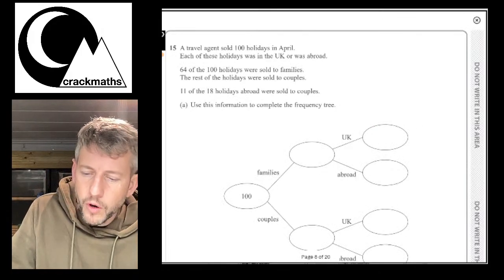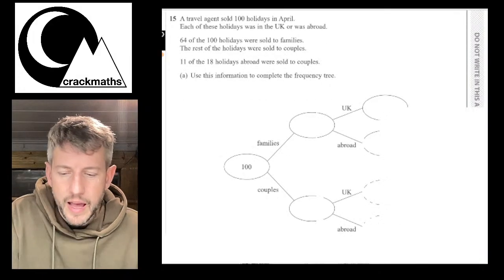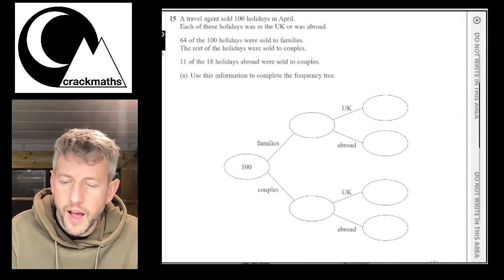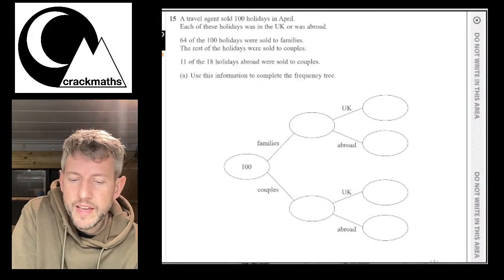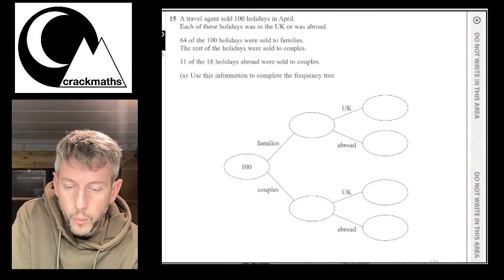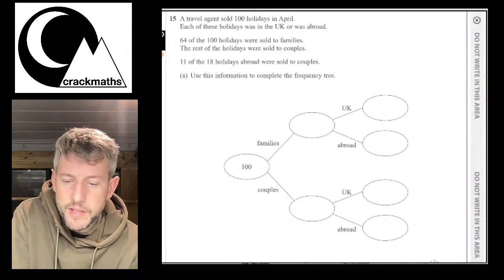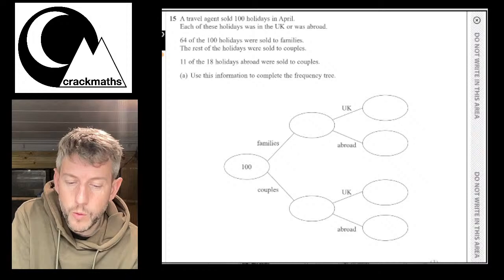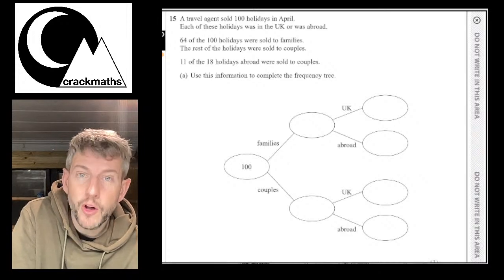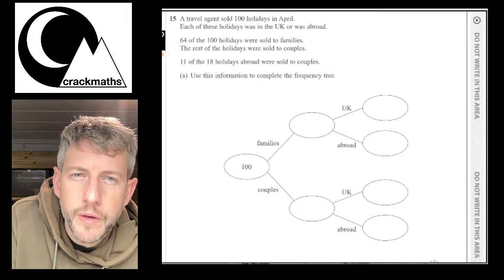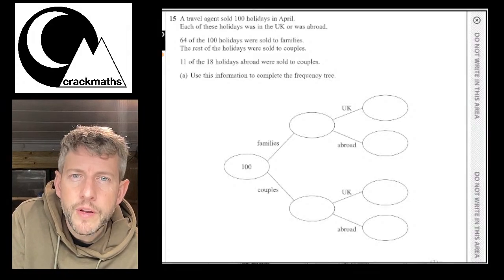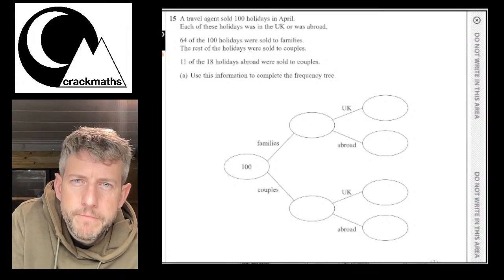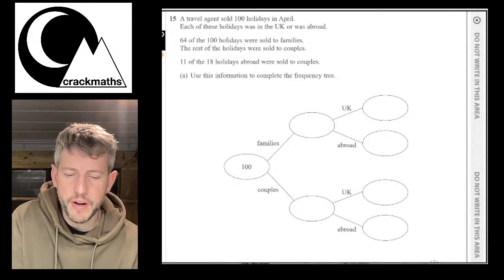Okay, right, so let's have a look at the next question. Here we go, question 15. A travel agent sold 100 holidays in April. Each of these holidays was in the UK or was abroad. 64 of the holidays were sold to families. The rest of the holidays were sold to couples. 11 of the 18 holidays were sold to couples. Use this information to complete the frequency tree.